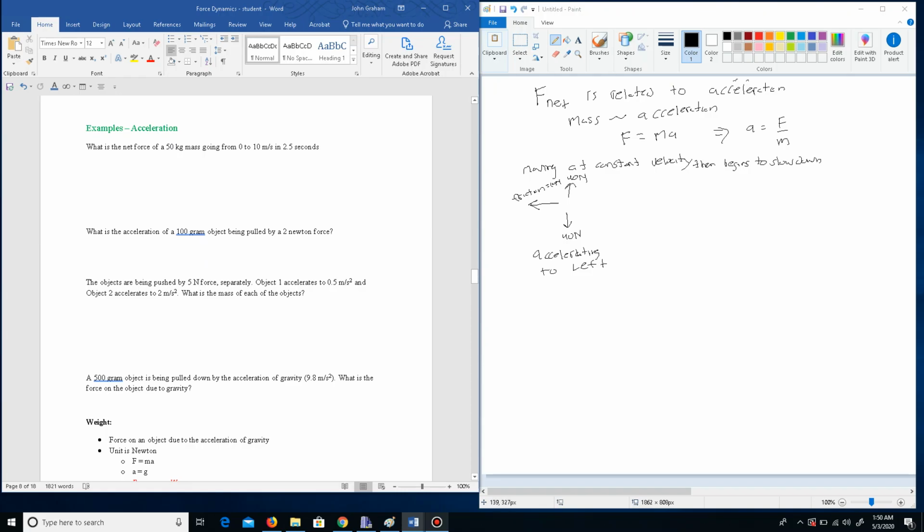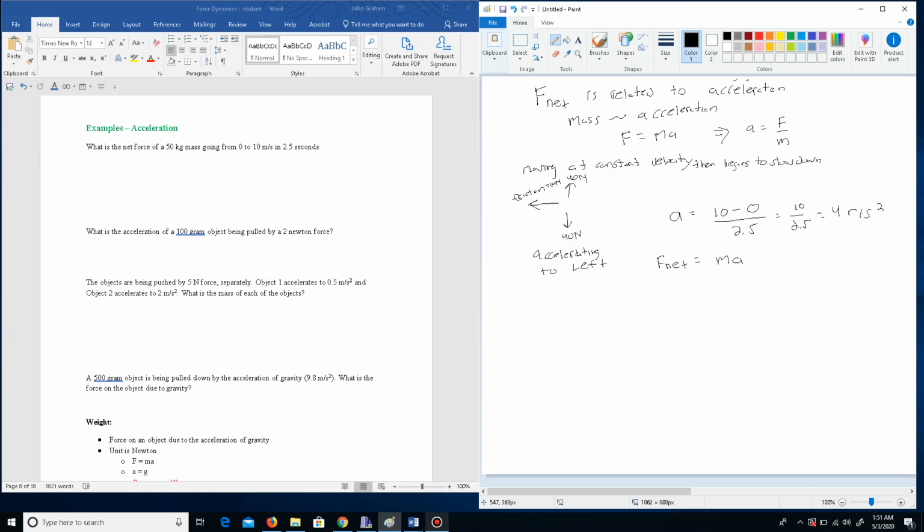Right, so let's say we have a 50 kilogram mass going from 0 to 10 meters per second in 2.5 seconds. So we can find the acceleration first. Acceleration is going to be 10 minus 0 over 2.5. So we get 10 over 2.5, which is going to be 4 meters per second squared. Then we can find the net force.